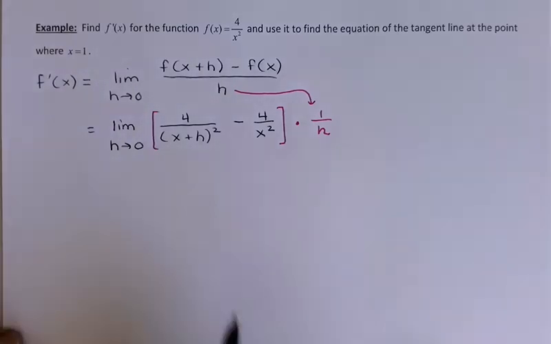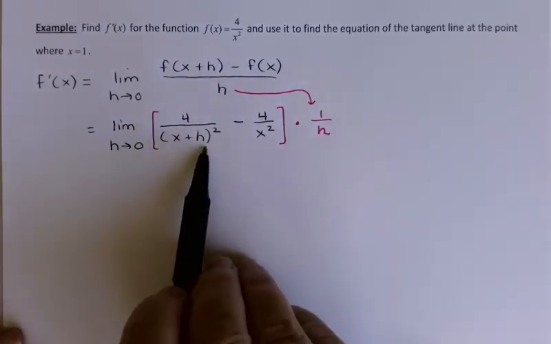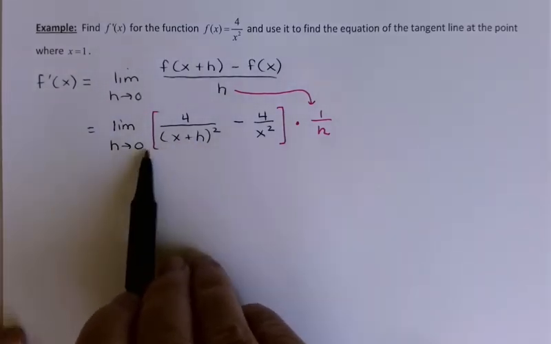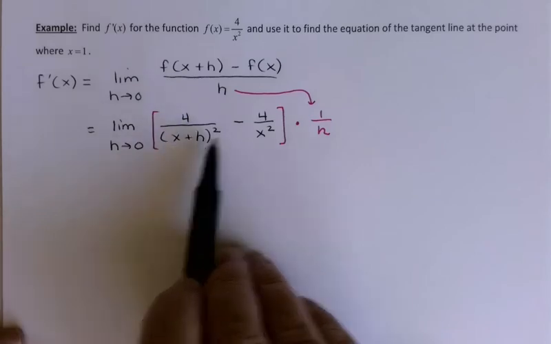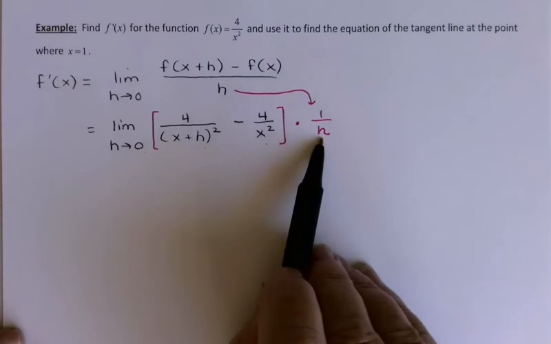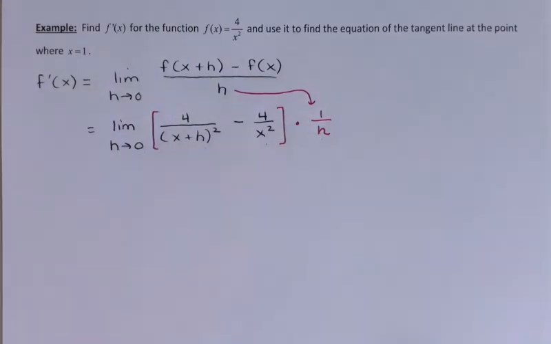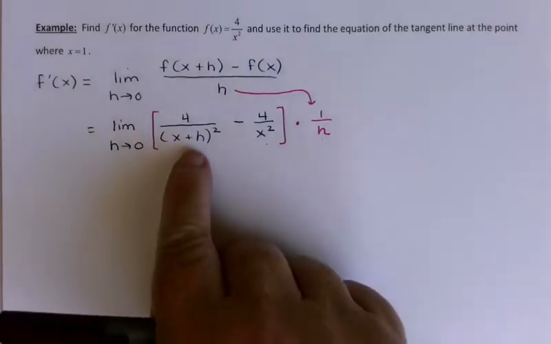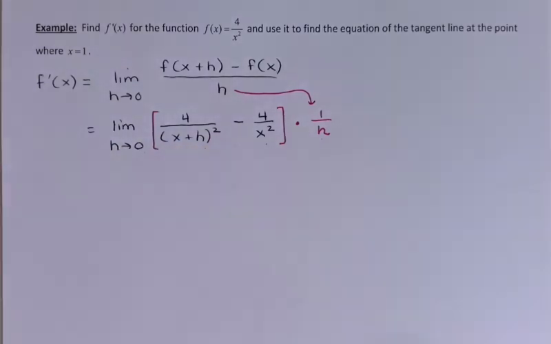All right, so let's see here. This, if h is 0, would be 4 over x squared minus 4 over x squared, which would be 0. And that's got a 0 in the denominator. So we really are in that indeterminate form, 0 over 0 again, telling me I probably want to do some algebra. In this case, since I've got two fractions being subtracted, the usual algebra there is to get a common denominator. So let's do that.